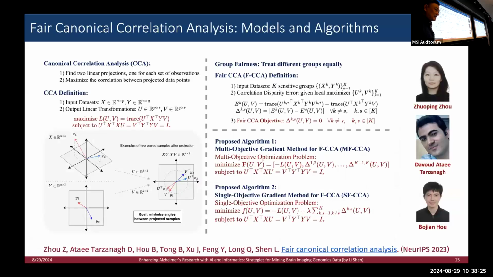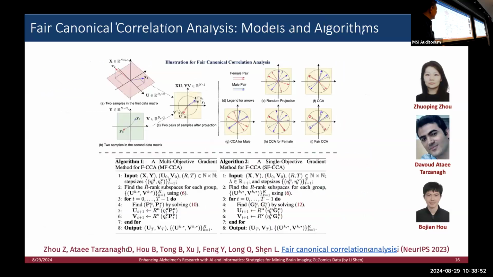Another thing is that for CCA, you can link imaging with genetics, but you can also map these different modalities into a common latent space. Sometimes it is important to do this fairly. If you have a model that only works for males, and then you design, say, a drug, that is very expensive and not fair for females. That is why we want to generate a fair representation.